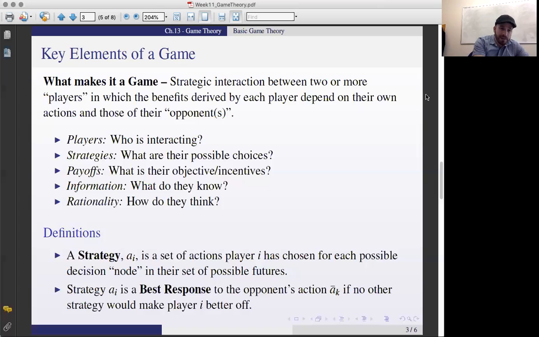And then a further definition: a strategy A_i is what we call a best response if it is exactly what it sounds like. It's responding to the opponent's action A_k, or all of their opponent's actions. It's a best response if no other strategy would make player i better off. So if it's the best they can do given the actions of all other players, that's what we call a best response.